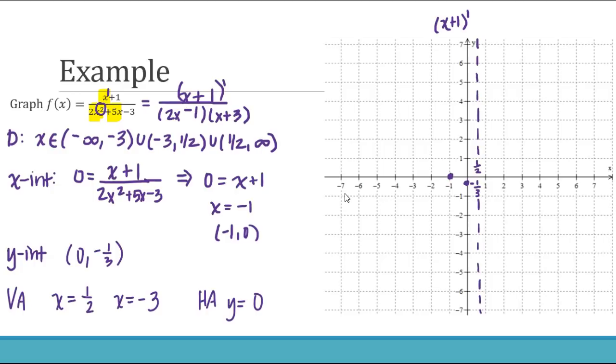And on the bottom, I'm going to put what factor this came from. This came from 2x minus 1 to the first power. So that's what factor this vertical asymptote of x equals 1/2 came from, was 2x minus 1 to the first power. And my other vertical asymptote over here at negative 3 came from the factor x plus 3. So I'm going to put that factor down here. And that was to the first power as well. So right now I've plotted everything that I have.